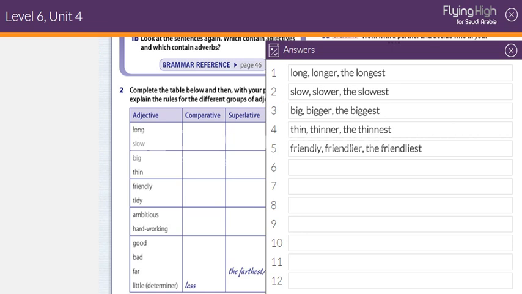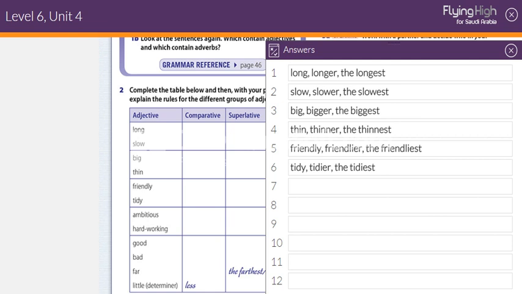Number 6, tidy. The comparative is tidier. The same as the previous example. We converted the letter Y to I and then added ER. And the superlative from tidy is the tidiest.